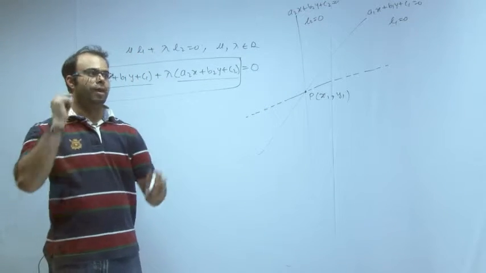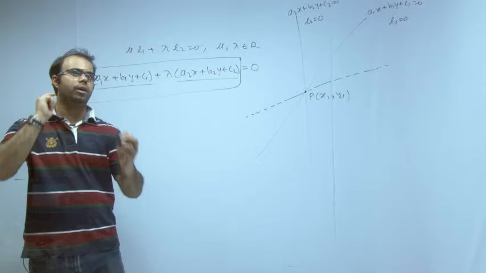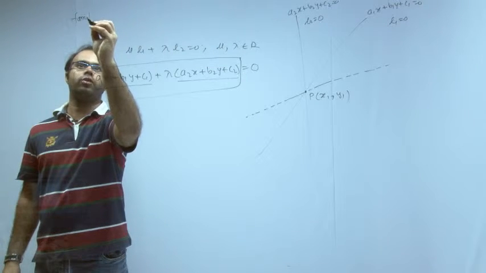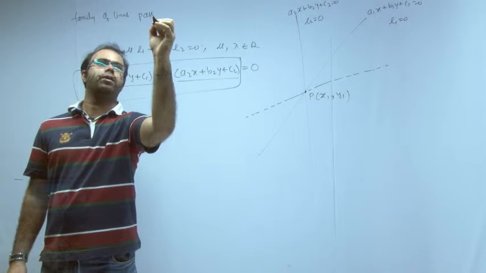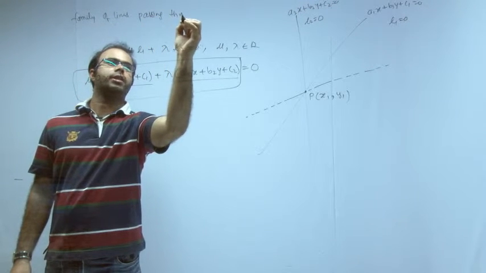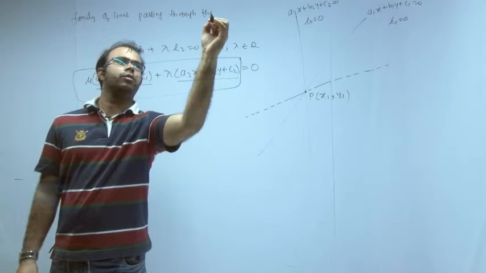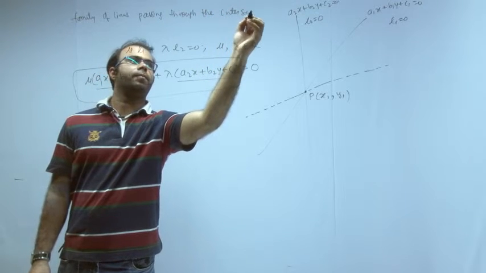So this is a family of lines passing through the intersection of given two lines, if you want to write the topic.